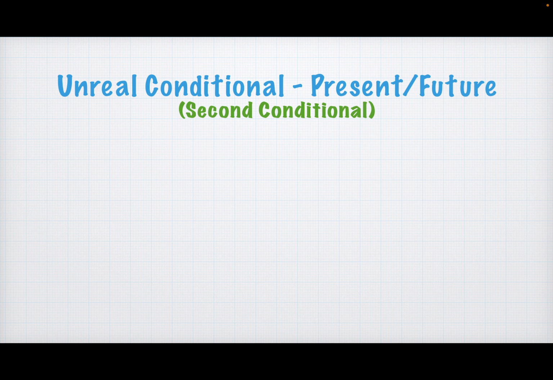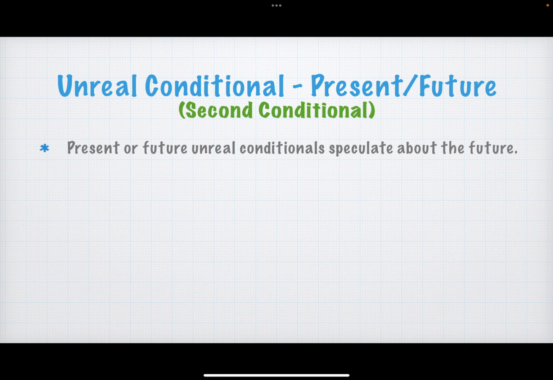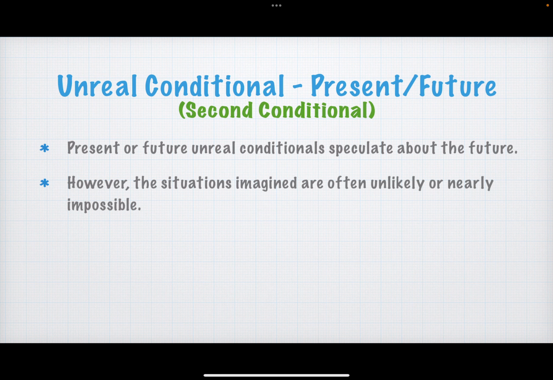Unreal conditionals talk about the present or future. They're also sometimes known as the second conditional. Present or future unreal conditionals speculate about the future, meaning they make a guess about what might happen in the future. However, the situations imagined are usually unlikely or nearly impossible. You might think of this like the lottery conditional, right? What are the chances that you'll win the lottery? Not great, but you can imagine a future where you did win the lottery, and it might sound really good.